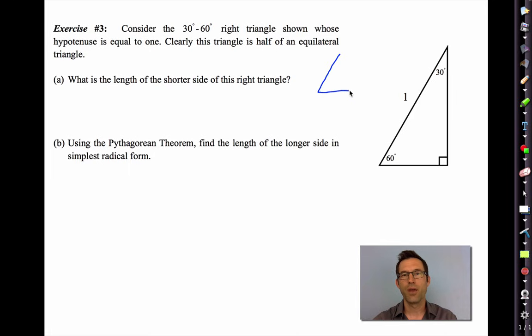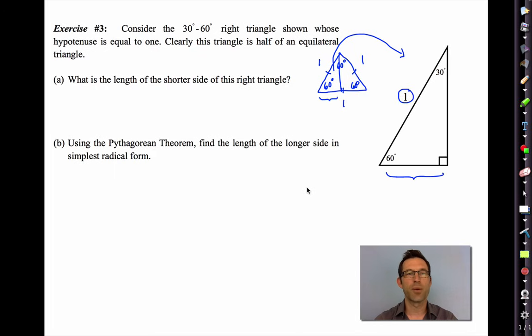This is important. An equilateral triangle, one where all the sides are the same length, as we all know from geometry, has angles of 60 degrees everywhere. So if I slice it in half, that gives me the 30-60 right triangle. So let's say we have an equilateral triangle, all of whose side lengths are equal to 1. Well, what would be the length of the shorter side? This one. Think about that for a moment.